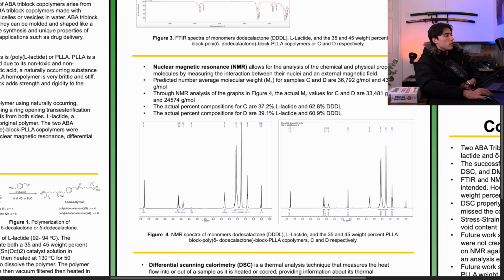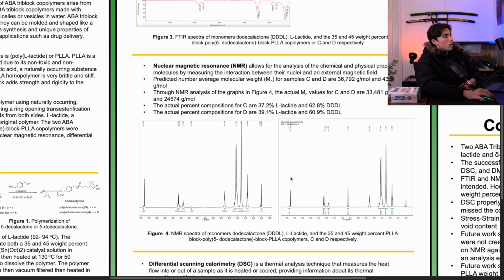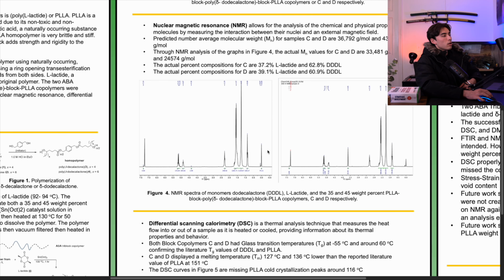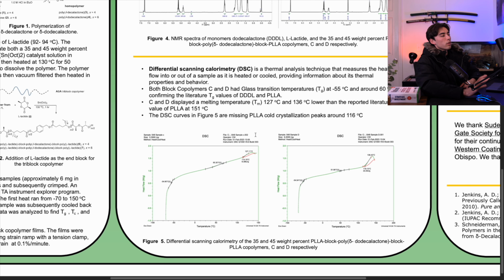We also calculated, using these graphs, the actual percent compositions. For C, it was pretty close to the 35 weight % L-lactide we were looking for, and for D, it was a little ways off, hitting 39.1%, whereas we wanted 45 weight %.